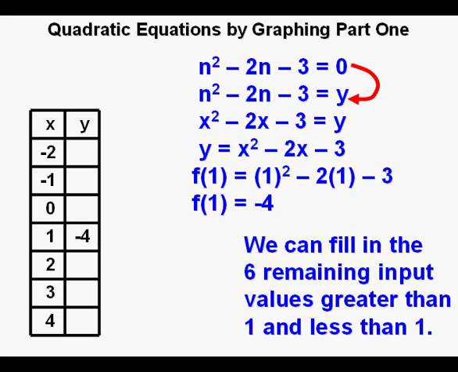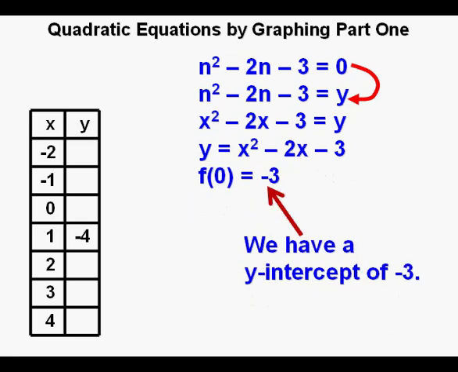Now with that central value determined, we can fill in the next 3 values greater than 1 and the next 3 values less than 1. For a next point, we have as our function a y-intercept of negative 3, which we can write as f of 0 equals negative 3, which we place in our column of output values.